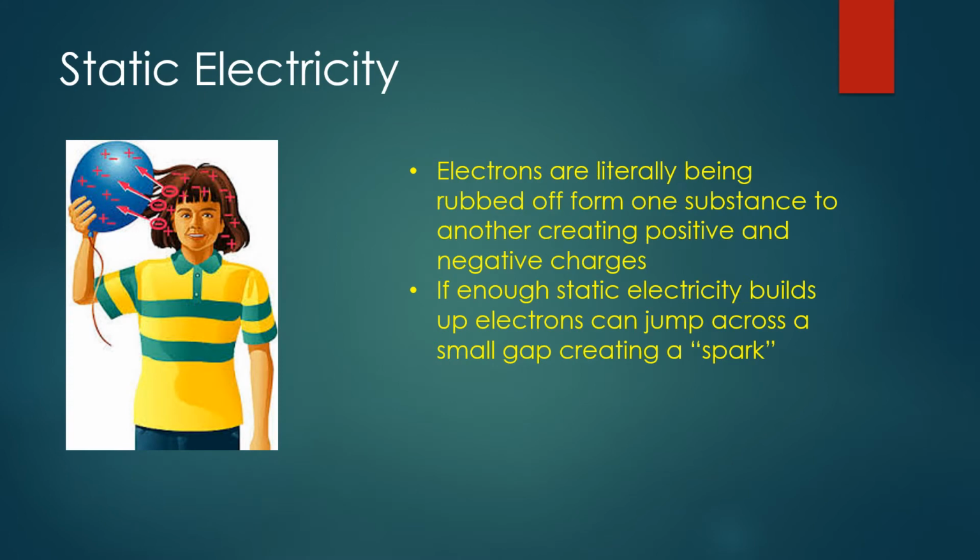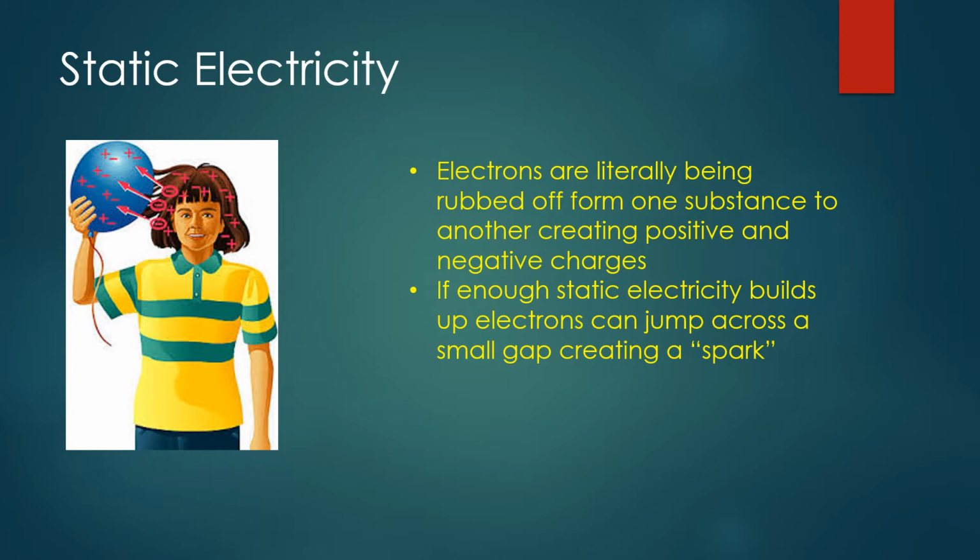So what exactly causes static electricity? Well, static electricity is due to electrons being rubbed off from one substance to another. Whenever we see static electricity, it's always from two objects that have rubbed together. With that friction, electrons are being transferred from one object to the other. This transfer of negatively charged electrons causes one object to be negatively charged, while the other object is positively charged.